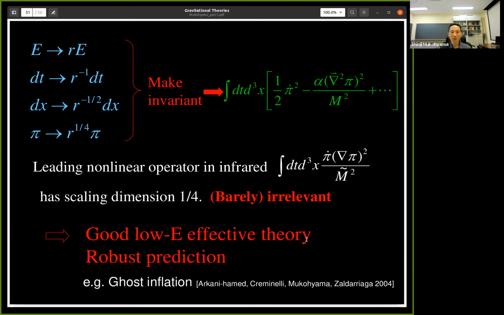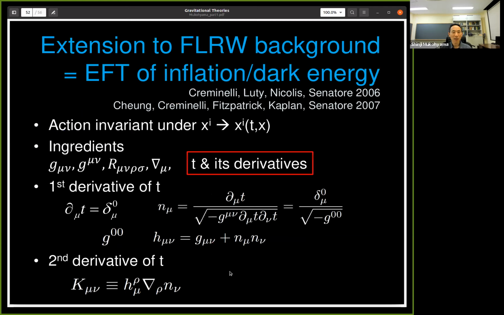We can make a robust prediction. For example, if we apply this kind of effective field theory to inflation, we can construct ghost inflation, for example, but also other types of inflation, if we generalize this EFT, which is the subject of the next slide.